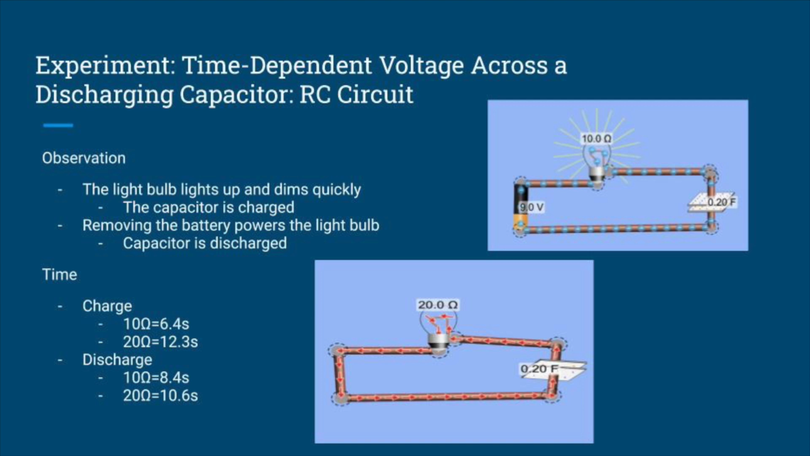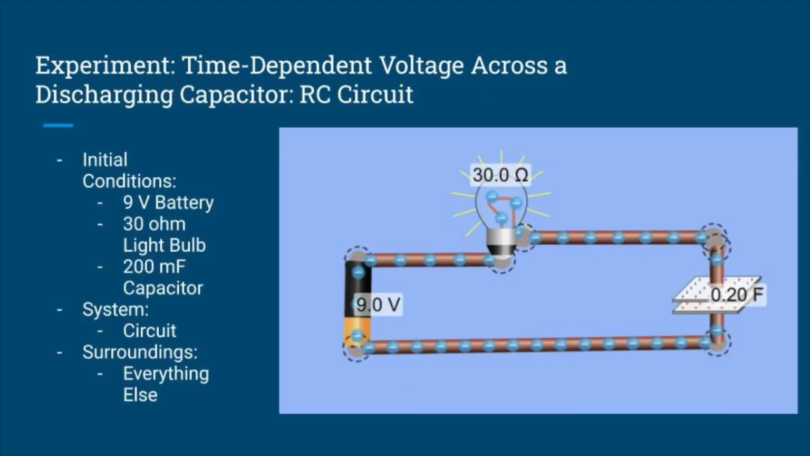Observation: the light bulb lights up and dims very quickly. This is when the capacitor is being charged, and then removing the battery powers the light bulb when the capacitor is discharged. Time for the 10 ohm, we get 6.4 seconds to charge and 8.4 seconds to discharge. The 20, we get 12.3 seconds to charge and 10.6 seconds to discharge.